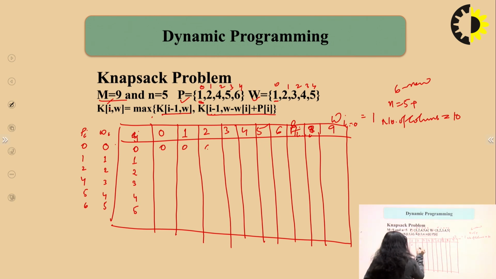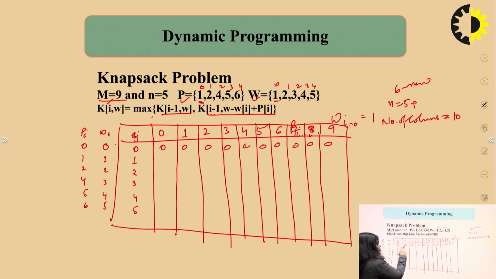Why am I filling up the first row with zeros? The reason is that the first row denotes the profit which I am making when I am encountering different capacities of the knapsack. So if the capacity of the knapsack is 0, and I'm talking about only one single object, which is the object number 0, which does not exist here, then since there is no object, what profit can I make with that? It is 0 only, right?